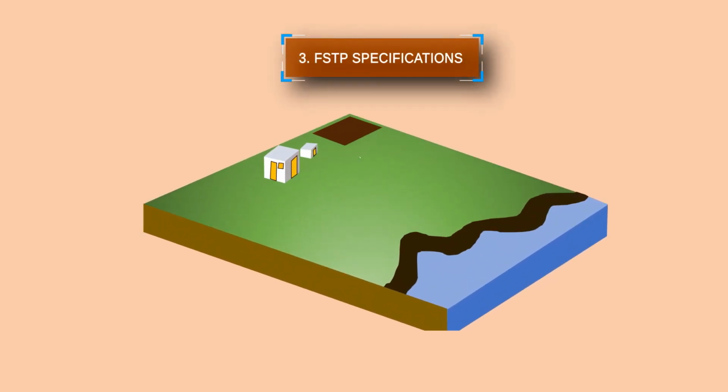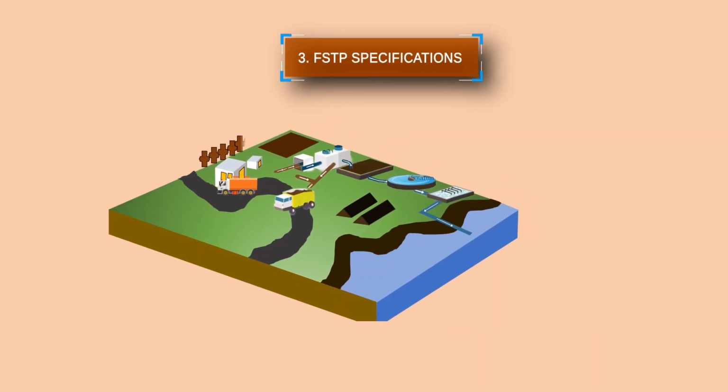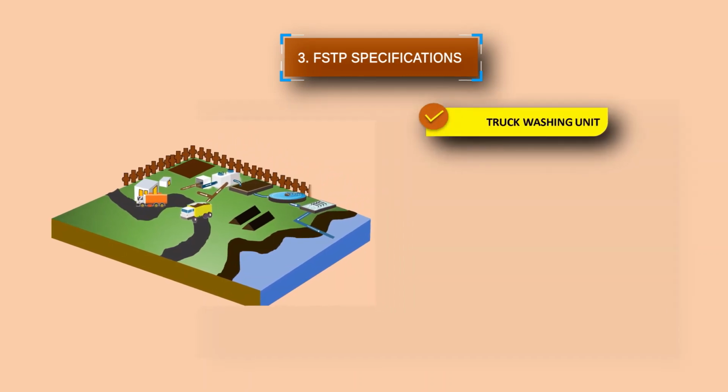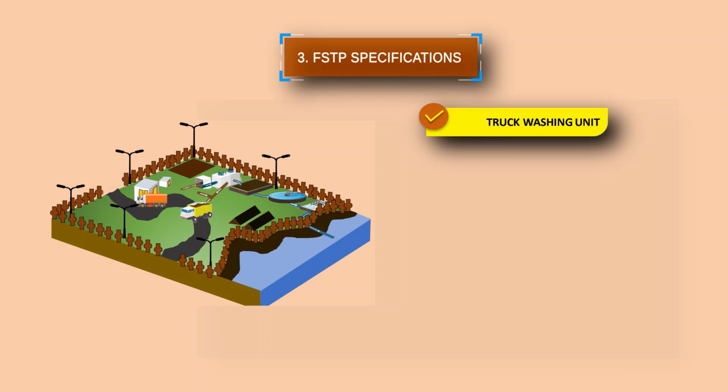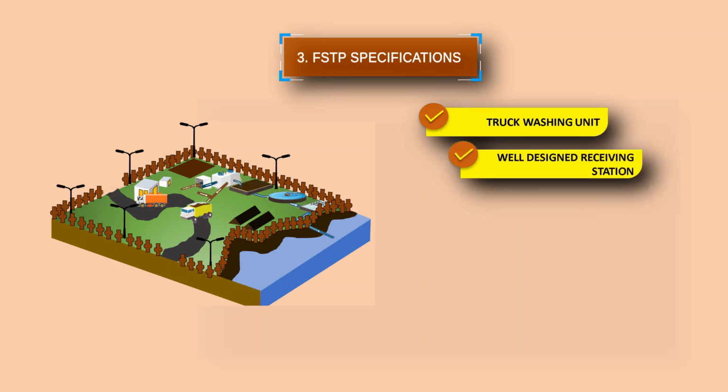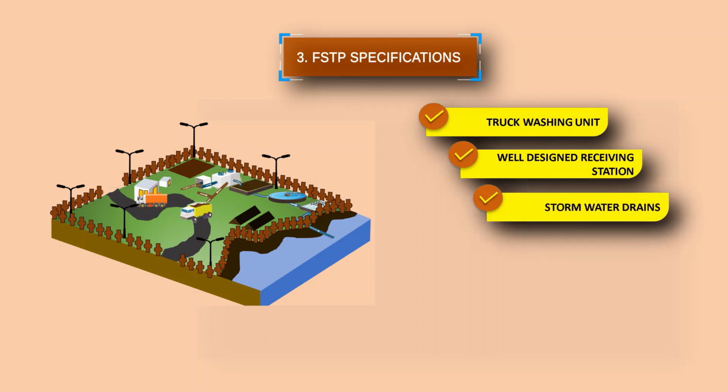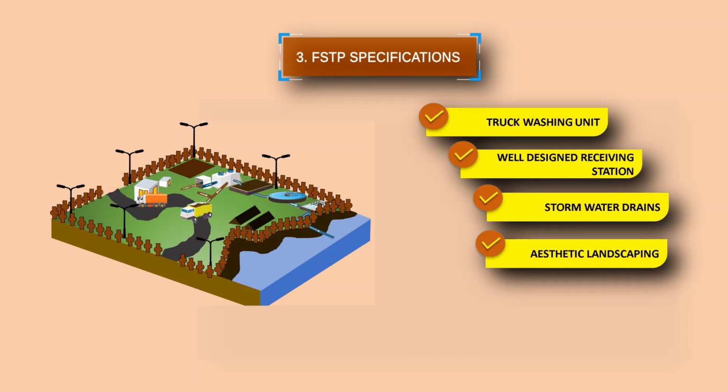The second set of specifications are about the FSTP itself. A good FSTP should consist of several infrastructure components which will enable meeting the benchmarks. For example, a truck washing unit within a FSTP reduces risk of pollution elsewhere and provides a critical service to the truck operators. A well-designed receiving station reduces waiting time for truck operators. Stormwater drains protect the FSTP from flooding. Aesthetic landscaping makes the FSTP more acceptable in the neighborhood as well as enhancing pride among FSTP operators.